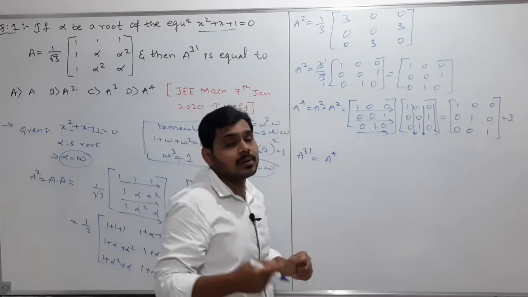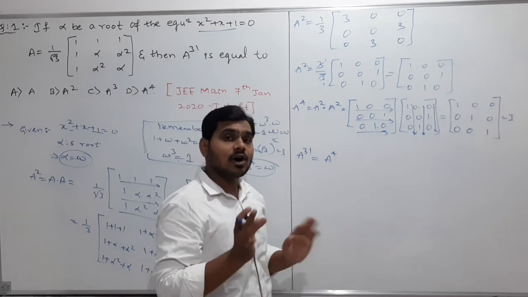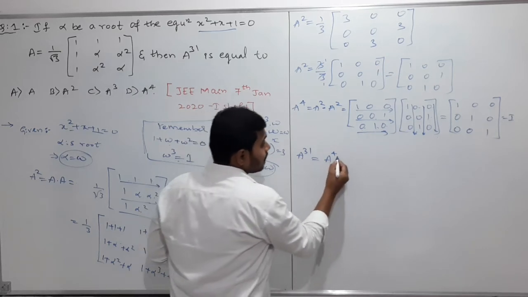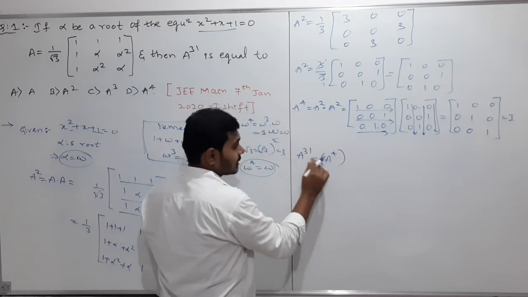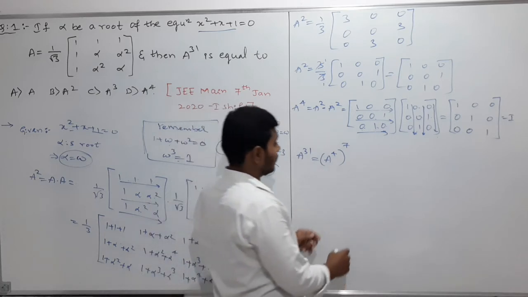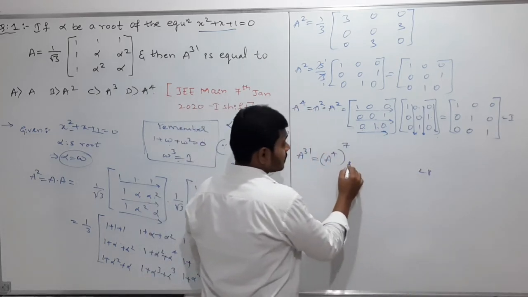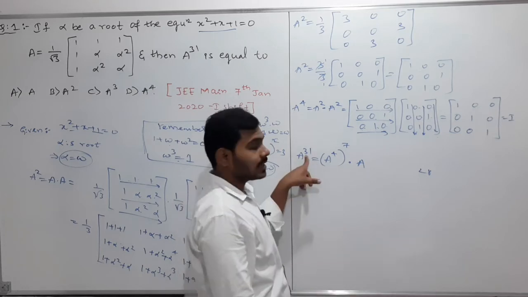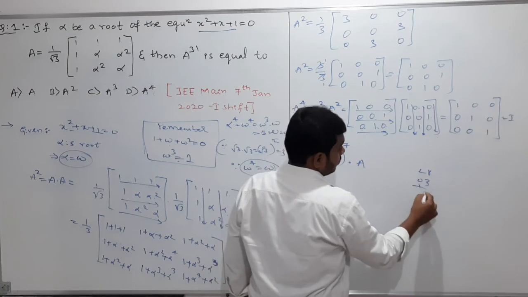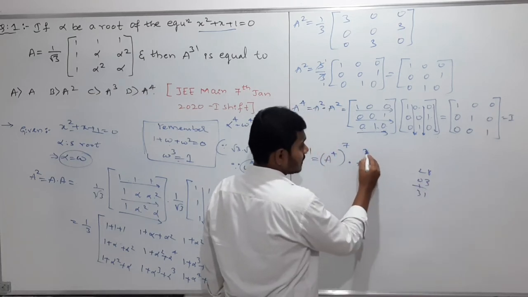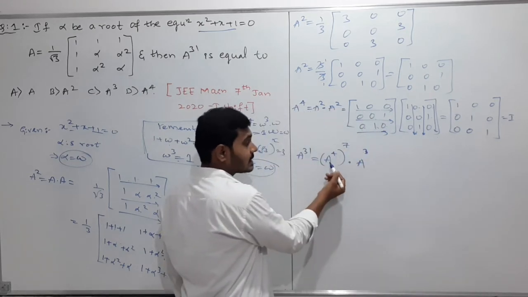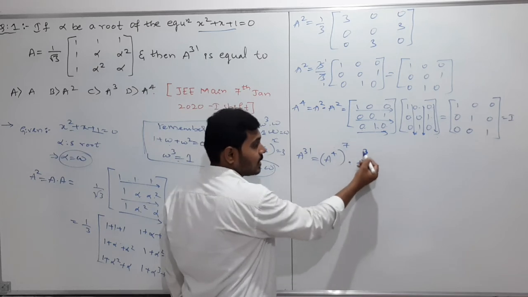Identity matrix whole power, however much you increase the value, you will always get identity matrix itself. So therefore what I will do, A^31 I can write it nearer to this: 31. 7 I'll write. 4 sevens are 28. So 28 means how many more do I require to get 31? 28 plus 3, 31 you will get. It means I should write it as A cube. So A^31 I can write it as A to the power 4 whole to the power 7 into A cube.